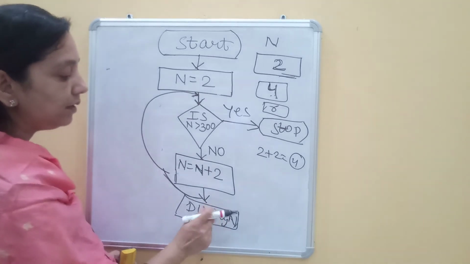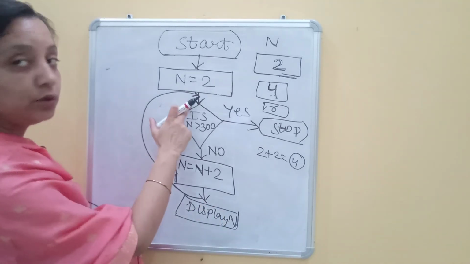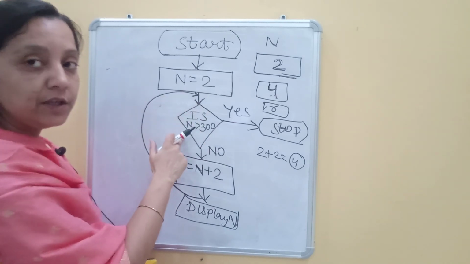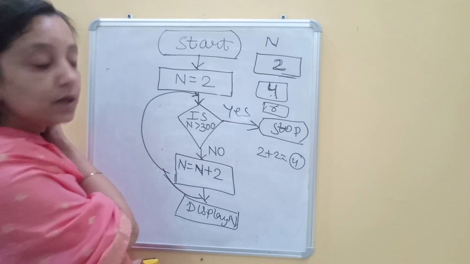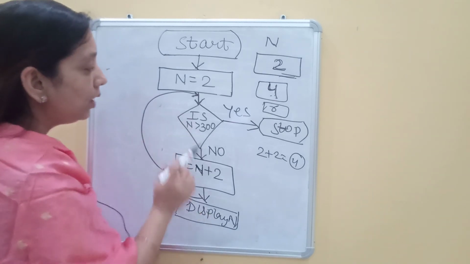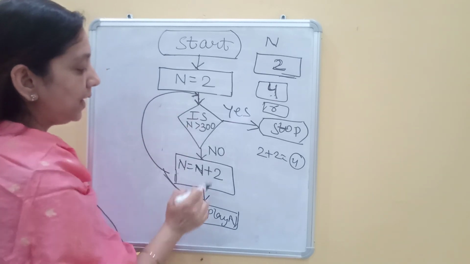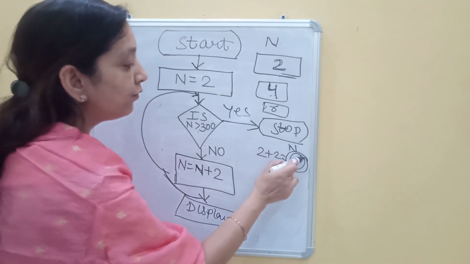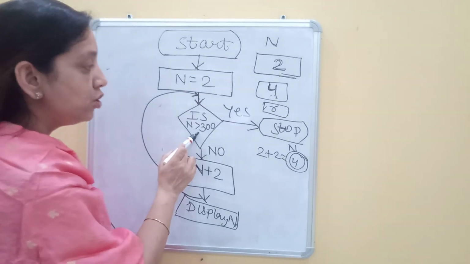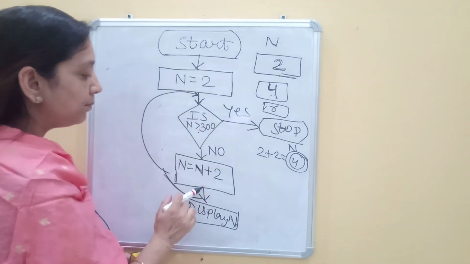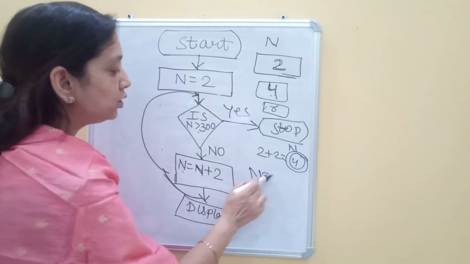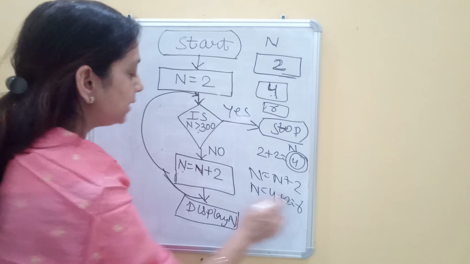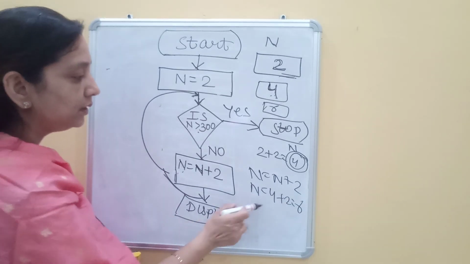Now after you have displayed n, you have to go back to the decision box, because this thing is not being done once but repeatedly until it reaches a value greater than 300. So again from here it will go to this loop and it will say, is n greater than 300? That means what is the value of n now? It is 4. So is 4 greater than 300? No. So it will not go here, it will simply again do n equals n plus 2. That means n is now 4 plus 2, which equals 6. Then again it will display the value 6.